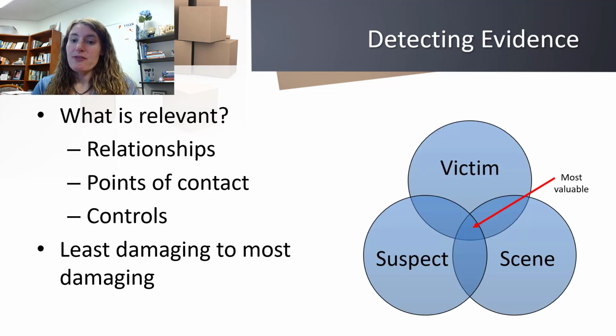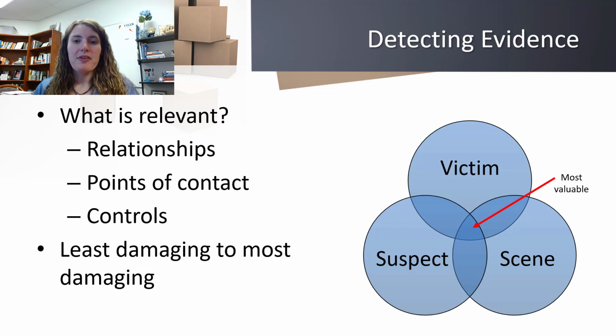Detecting evidence is the first step of the forensic evidence recovery process, and I want to highlight a few suggestions here. Remember to focus on evidence that establishes relationships. The most valuable type of evidence establishes a threefold relationship of the victim and the suspect to the scene, and also to one another. But evidence is also valuable if it establishes a link between two of the three circles shown here. Of course, you do need to consider the established relationship between the suspect, the crime scene, and the victim, because that can affect what's relevant.